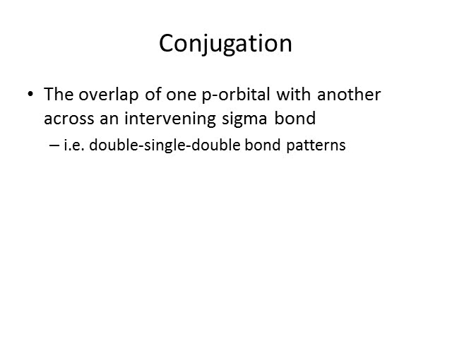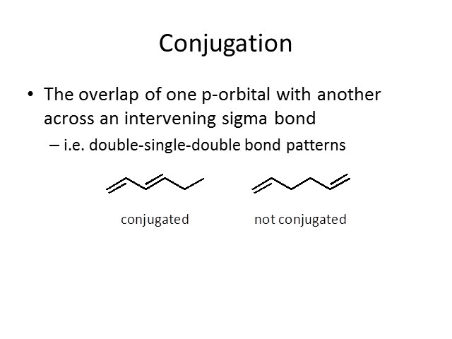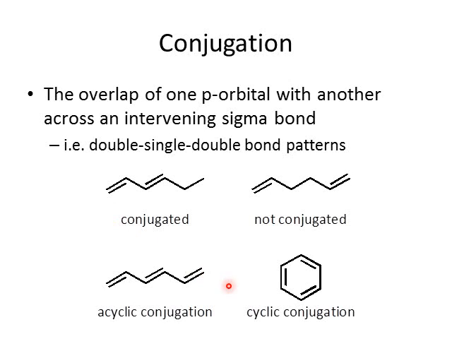Conjugation is essentially when I have patterns of alternating double and single bonds. So for instance, this system is conjugated and this system is not conjugated, because here my pi bonds are adjacent to each other and here they're not. So I have to have multiple pi bonds that are next to each other to have conjugation. As suggested on the previous slide, I also will look at acyclic conjugation versus cyclic conjugation. We'll talk about cyclic conjugation later.